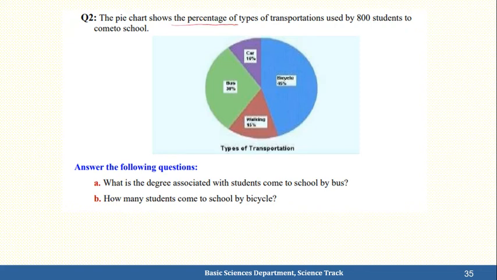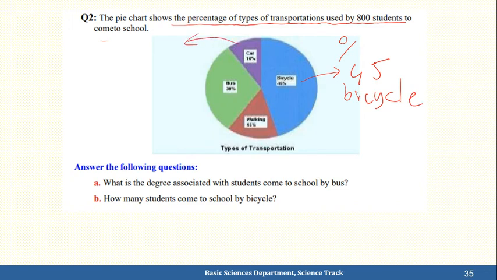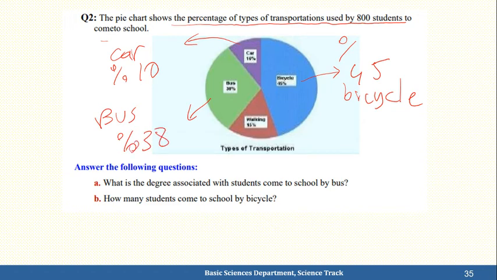Now the pie chart shows the percentage of types of transportation used by 800 students to come to school. This is not very clear, so I will write here: this is 45% and it says bicycle. I think this is bicycle, and here this is car with 10%, and bus 38%, and walking by 14%. Okay, let's check: 45, 30, 50, and this is 30. Sorry, guys, this is 30.